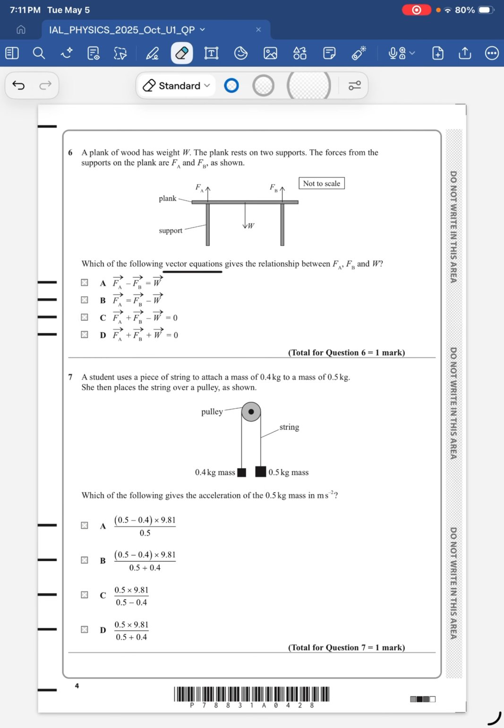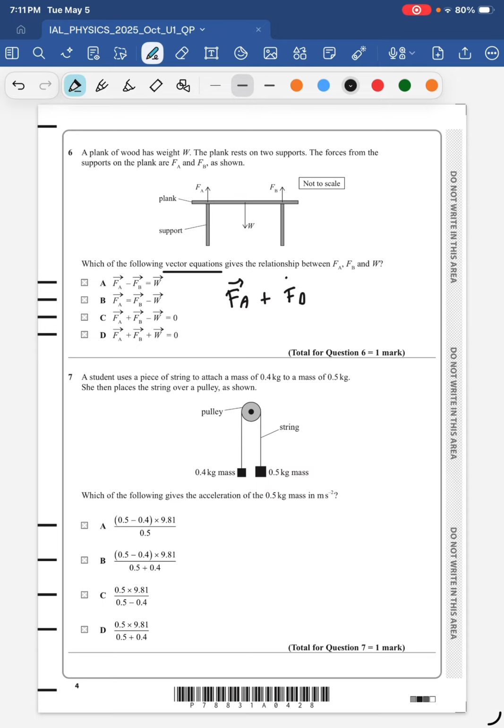But no, it's actually wrong, because these are vectors, okay? So because we are working with vectors, we have to sum them up. So the sum of the 3 vectors is actually 0, okay? And if you work with the magnitudes of these forces, then of course you're going to have Fa plus Fb minus W is equal to 0, okay? But because you are working with vectors, you have to add them, okay? So vectors are quantities that you add up. So D is actually the correct answer, not C.